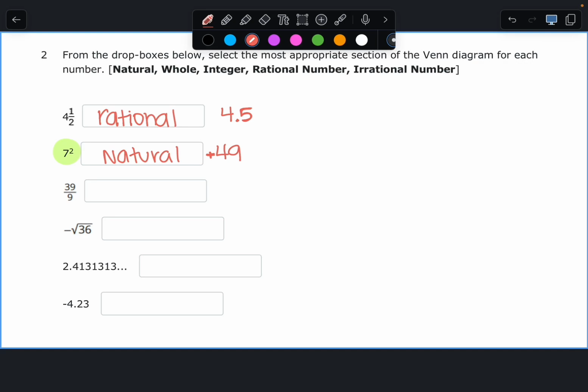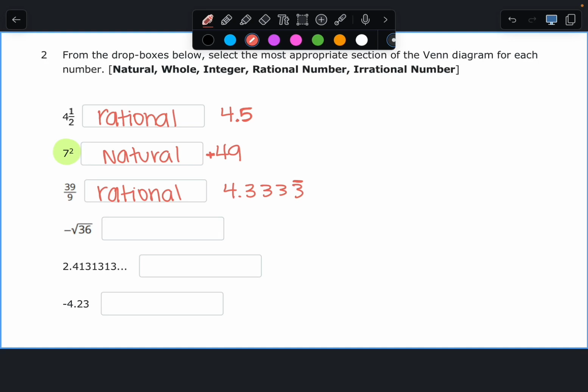What about 39 over 9? 4? 4.33333, right? So it gives us a decimal, but the decimal has a pattern, making it rational.